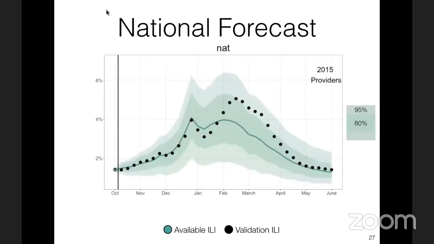Okay, I was going to show this quick video. This is what the 2018-19 forecast looked like. What you're seeing here, the green points are the ILI that was available at the time of the forecast. The green line is the posterior predictive mean. This is if we were to give a point prediction, that's what we would give. Also showing the 80 and 95% percentile prediction intervals. The black points are the validation ILI, and you'll see this vertical black line move from left to right. All of the uncertainty to the right of that line is our forecast uncertainty.